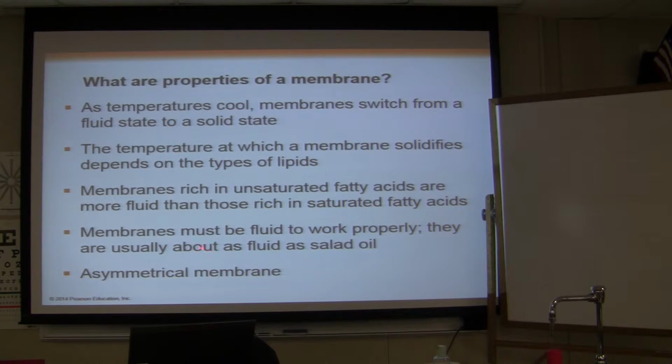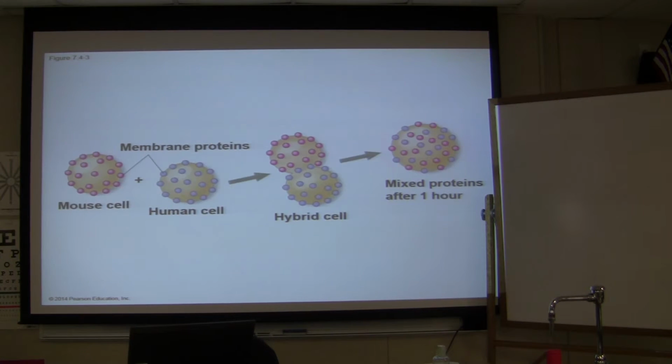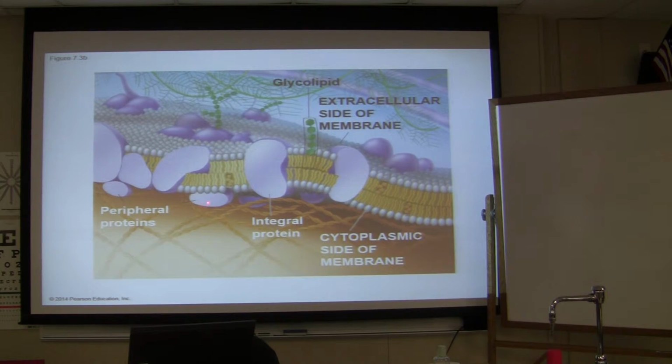They are usually about as fluid as salad oil. Asymmetrical membrane: of course, you look at these membranes, they are not symmetrical. You have that protein molecule here, you do not have it on that side. You have that peripheral protein molecule, you do not have it on that side. So the cell membrane is not symmetrical.